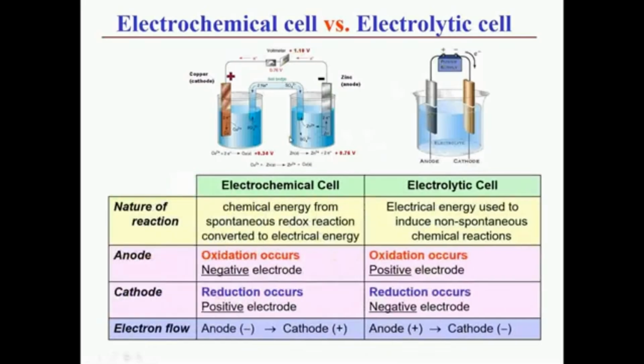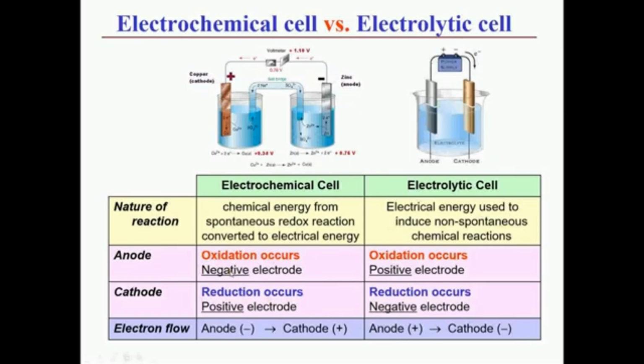The polarity of the electrode depends on the polarity of the terminal to which it is connected. In the electrochemical cell, the redox reaction is spontaneous. Hence, the chemical energy from the spontaneous redox reaction is converted into electrical energy. In the electrolytic cell, however, the redox reactions are non-spontaneous. An electrical source of energy is needed to drive the non-spontaneous reaction. In both the electrochemical cell and the electrolytic cell, anode is where oxidation occurs, and cathode is where reduction occurs. However, the polarity of the electrodes is quite different.